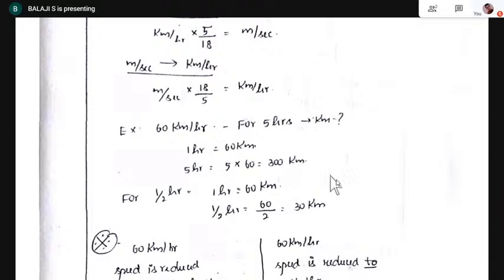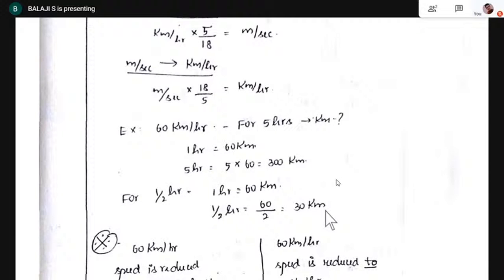Okay, then for half an hour, how many kilometers does it travel? Simply by logic, we can say for 1 hour is 60 kilometers, so for half an hour it will be 30 kilometers. But if you don't know this logic and want to get it for half an hour, simply use this cross method again. You put 1 hour equal to 60 kilometers, for half an hour x kilometers. So x equals 60 into 1 by 2, which gives 30 kilometers.